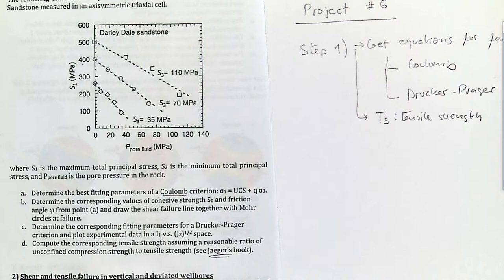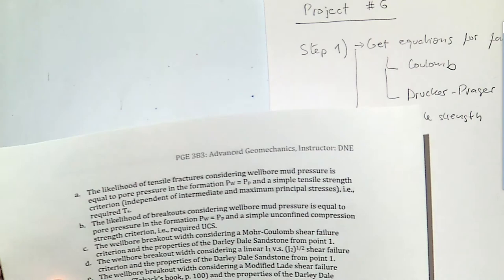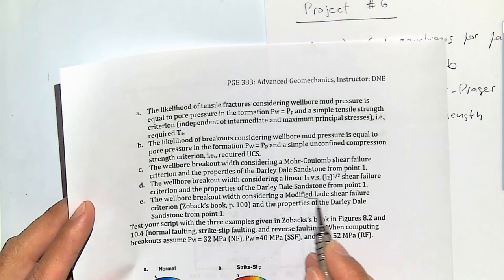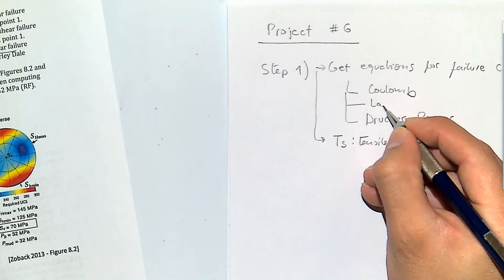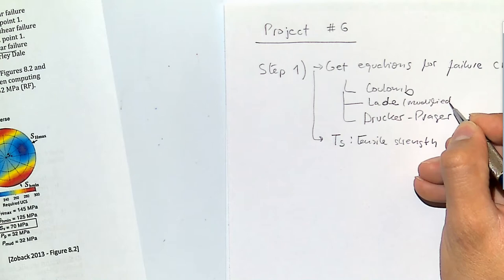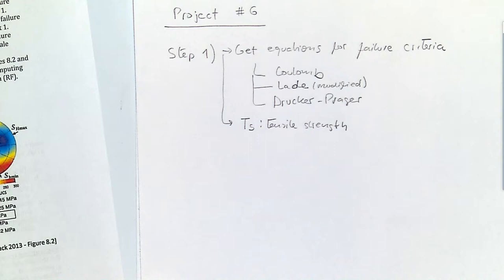I think up to now, that should be straightforward. Okay, now let me do one more thing here. Lade criterion. One more: Coulomb, Drucker-Prager, and Lade. Modified Lade. That's the first part, which is getting the information about where the rock is going to fail.